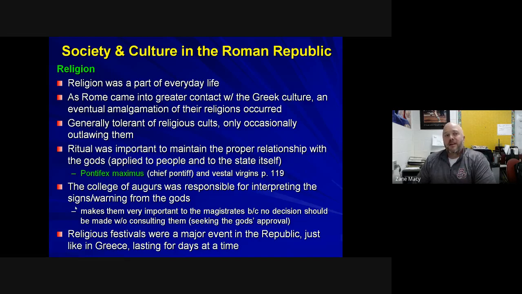Again, it depended on the individual consul or praetor or senator as to whether they believed in omens or not, but still, before a magistrate made a major political decision or took military action, generally the magistrates would consult with the College of Augurs just to see what the omens said. Basically, even if they didn't believe, it was paying due respect as they were seeking the gods' approval.